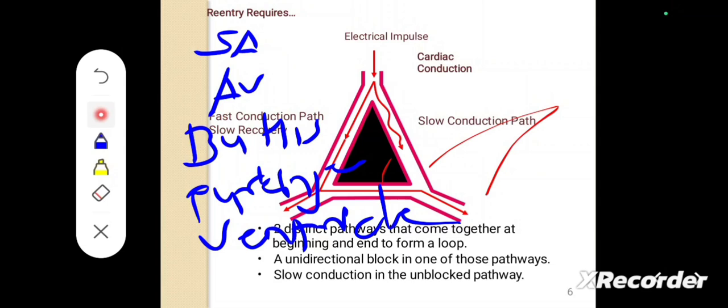So this diagram represents re-entry, which occurs due to a unidirectional block in one pathway and slow conduction in the unblocked pathway.